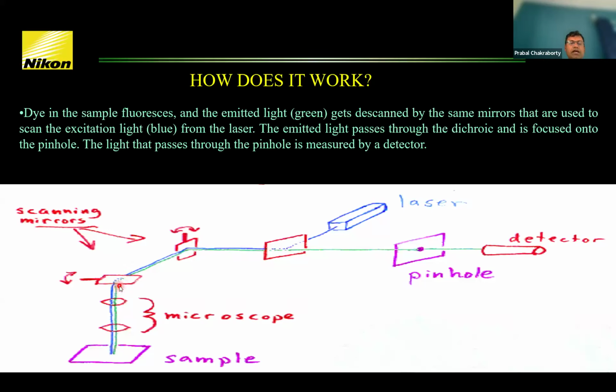The laser goes through the scanning mirrors to your sample, and whatever emission is coming moves back through the scanning mirrors. Finally, since the wavelength is longer than the dichroic cutoff, it is transmitted, and before the detector we have the pinhole, which discards the out of focus light, and finally the in focus information is captured. So this is a very simplified light path of a confocal microscope.